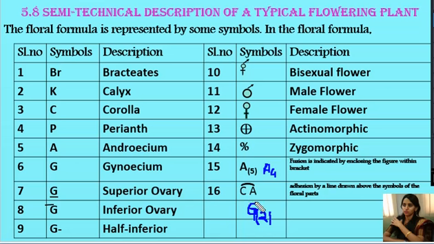And in addition to this, in some flowers the stamens are attached to petals, that is the epipetalous condition. How do you represent the epipetalous condition? Epipetalous adhesion is shown by a line drawn above the symbols of the floral parts. The androecium is a floral part and the corolla is a floral part. So if you write the symbol like this, with a line and an arrow mark, it shows the androecium or stamens are attached to the petals. So dear students, you need to remember all these symbols, and that helps you to write the floral formula.